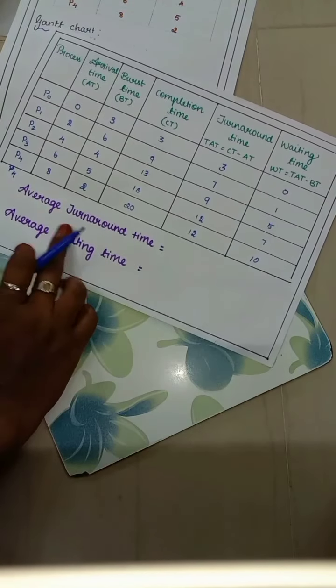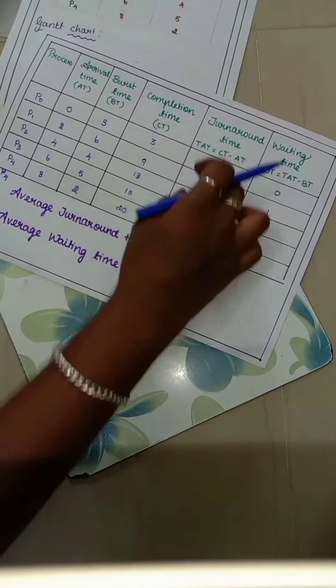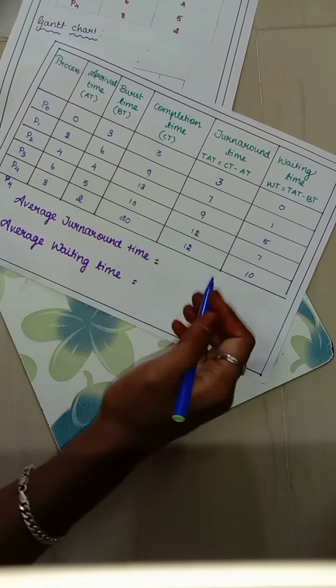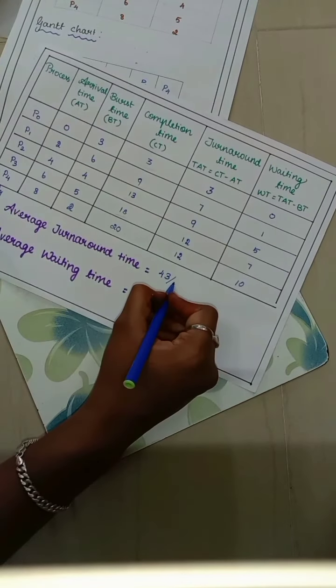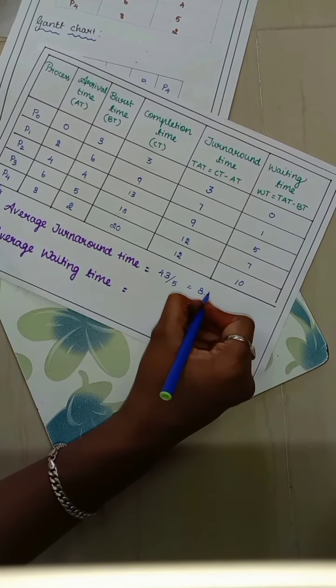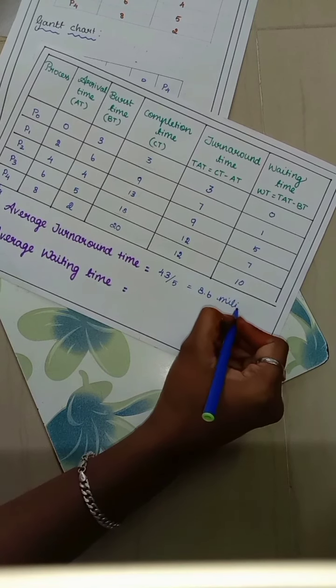Next we have to calculate average turnaround time. Average turnaround time is equal to the sum of the turnaround times divided by the total number of processes. The sum of the turnaround times is 43 and the number of processes is 5. So we have 43 by 5 is equal to 8.6. We have to write it in milliseconds.